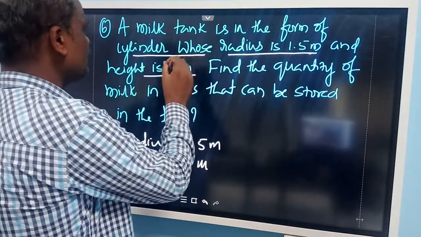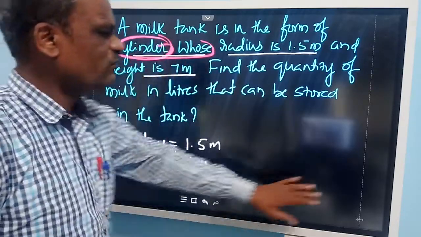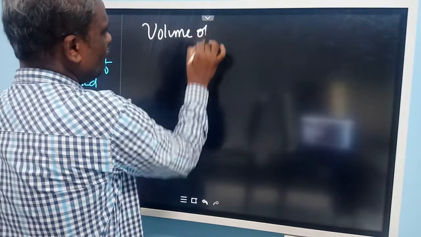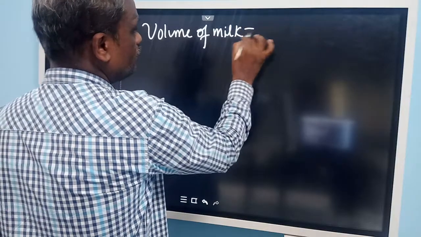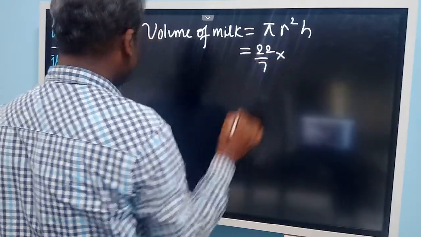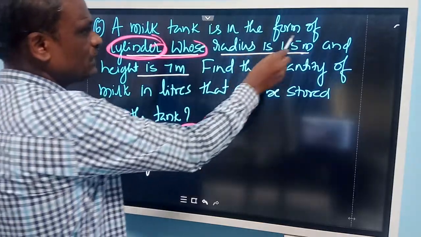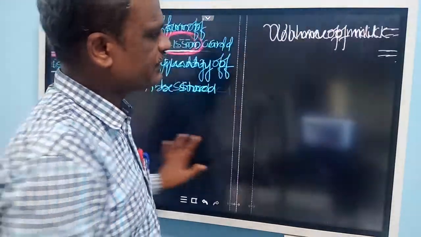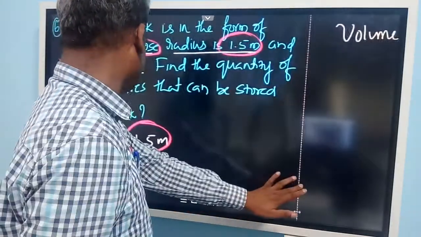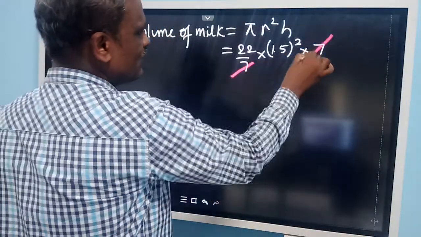Since the tank is in the form of a cylinder, you apply the formula of the cylinder. What is the formula to find the volume? Volume of milk is pi r square h. Pi value, write 22 by 7. The radius is 1.5 meter, so let us write 1.5 whole square, into the height of the cylinder, 7 meter. Now if you cancel this, 7 and 7 cancel.